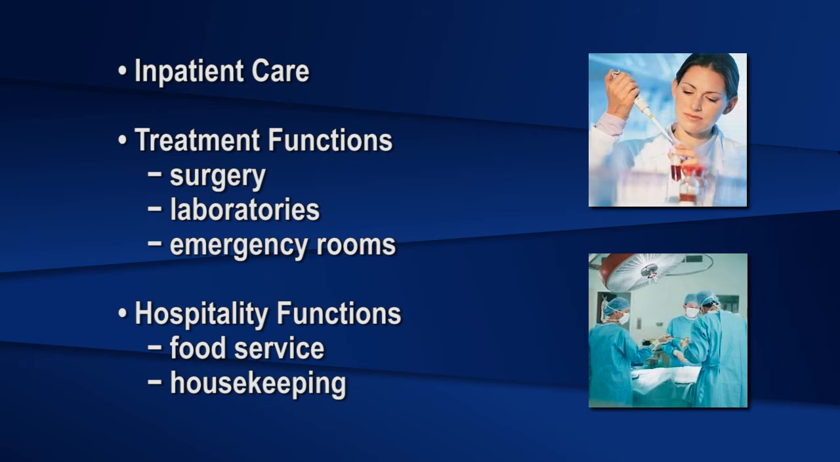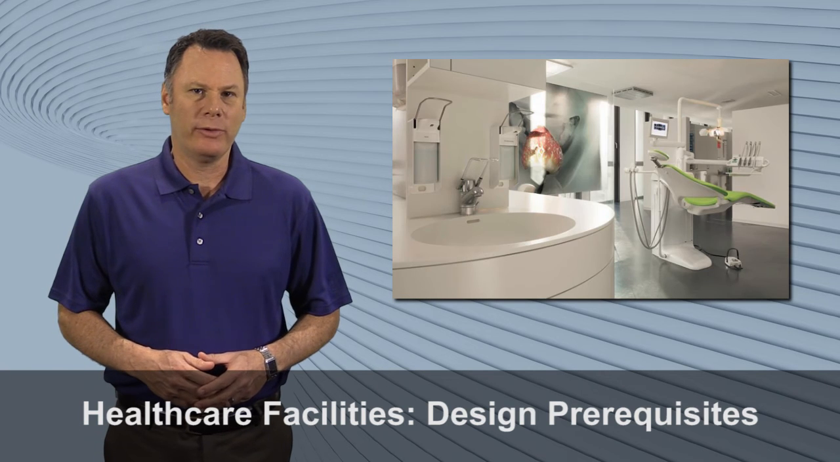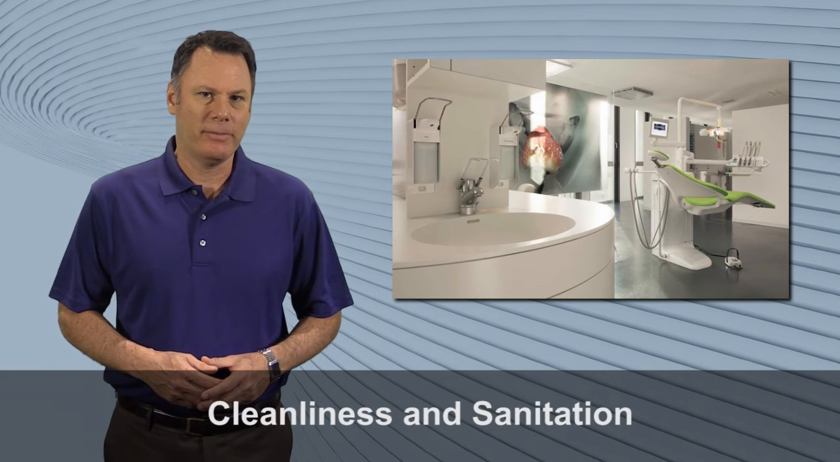Hospitals are the most complex of building types. Each hospital is composed of a wide range of services and functional units, as shown here. Healthcare facilities. Design prerequisites: cleanliness and sanitation.